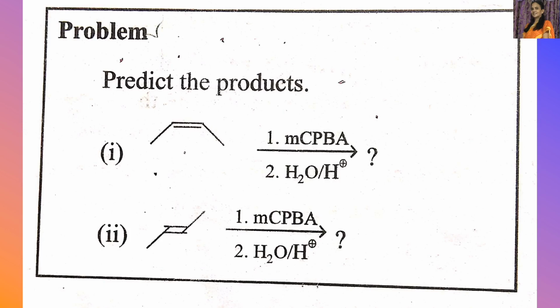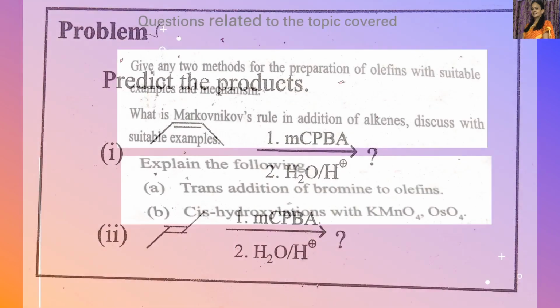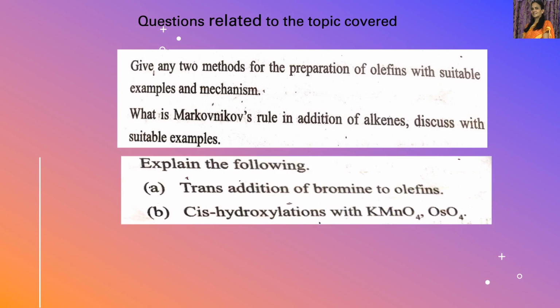So what are the products obtained in this reaction and this reaction? You try to solve this. This is cis-2-butene. This is trans-2-butene. To this we have added metachloroperoxybenzoic acid, followed by acidic hydrolysis. And next question.